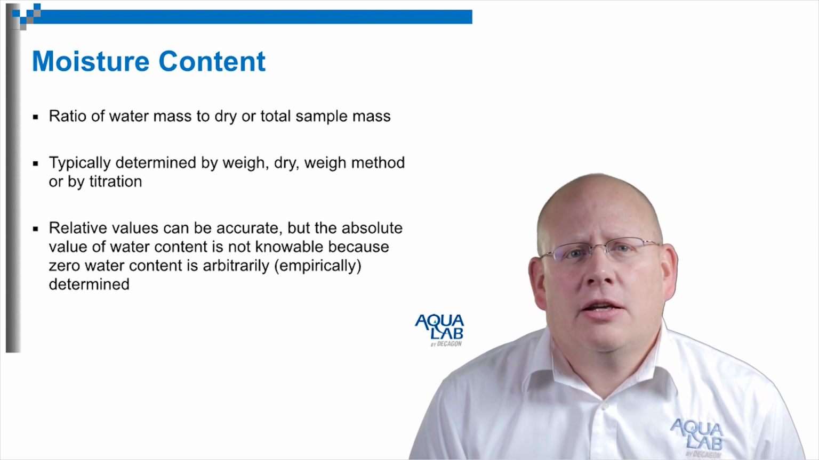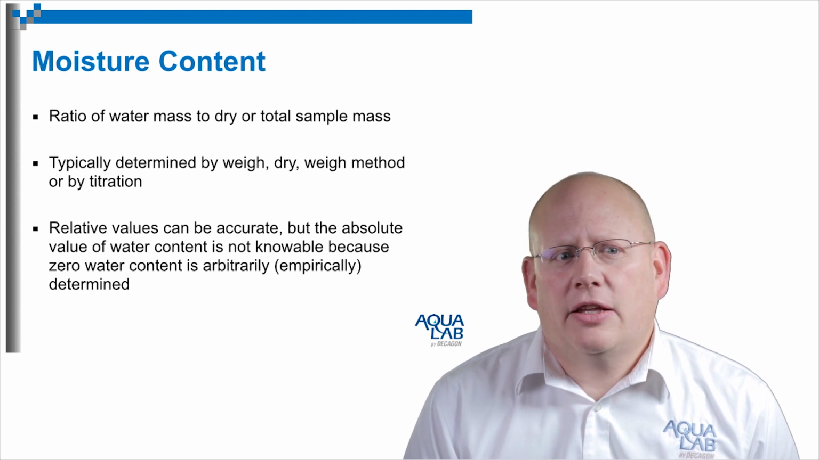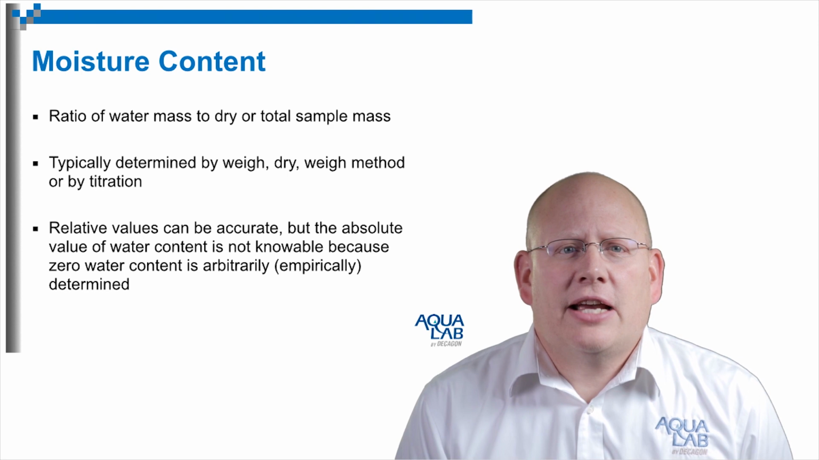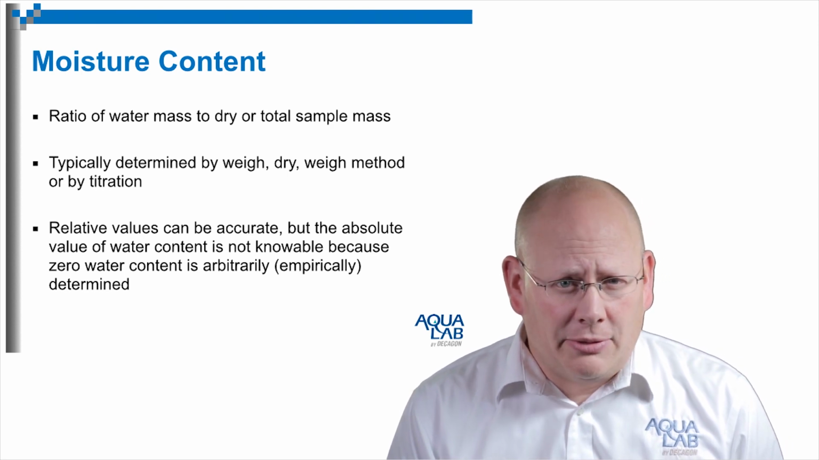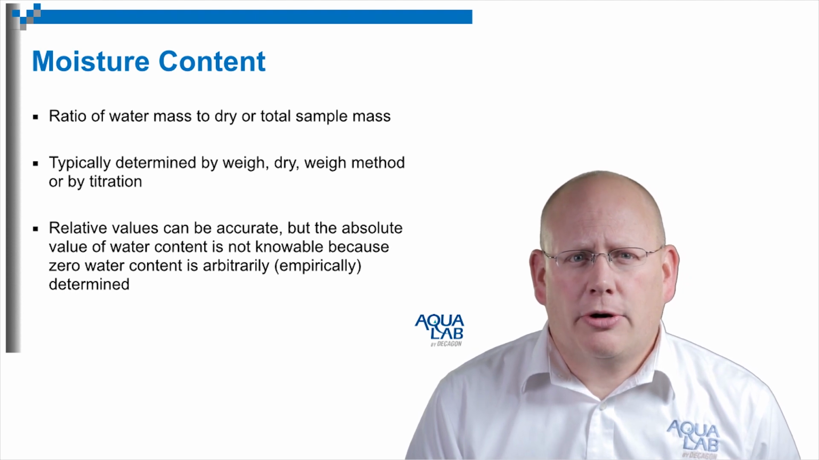This is typically done either by what's called a loss on drying, where you weigh it wet, you dry it, and then you weigh it dry, and the difference between the two is the amount of water. Or by a titration method, which is commonly referred to as a Karl Fischer analysis, to determine how much water is present.